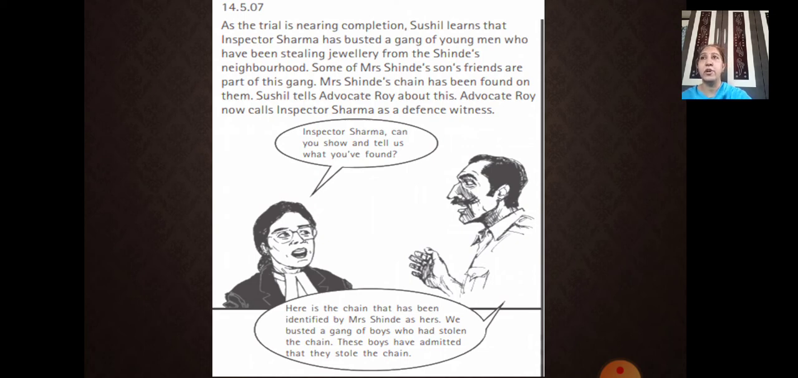So Advocate Roy now calls Inspector Sharma as a defense witness. What she is saying is, Inspector Sharma, can you show and tell us what you have found? So what did he say? Here is the chain that has been identified by Mrs. Shinde as hers. We busted a gang of boys who had stolen the chain. These boys have admitted that they stole the chain.